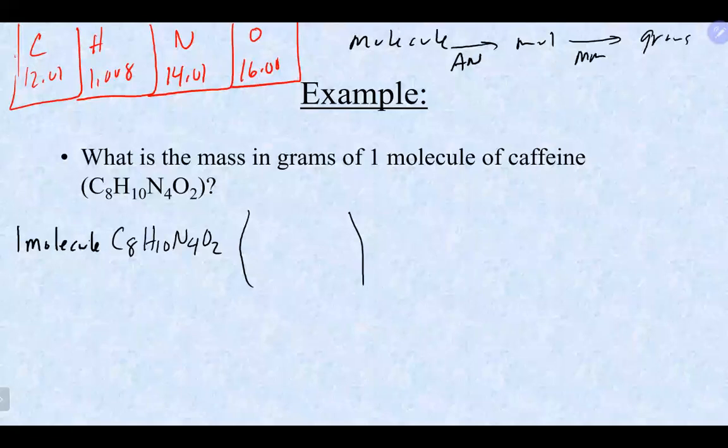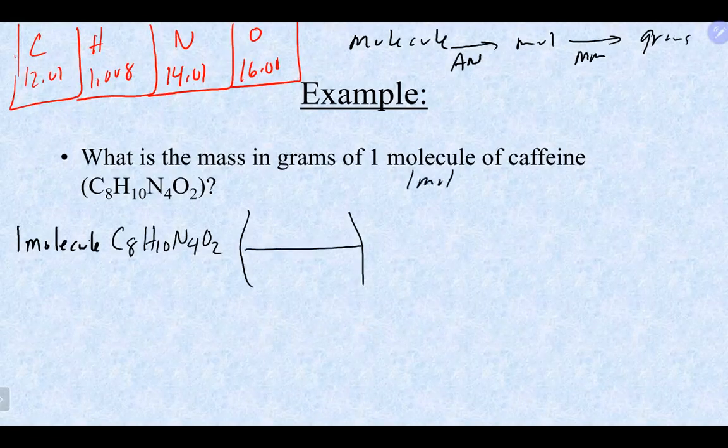All right. So here we want to use Avogadro's number, which again is 1 mole is equal to 6.022 times 10 to the 23 molecules. Here we want to get rid of molecules. So in this case, we're going to put Avogadro's number on the bottom, which is opposite.